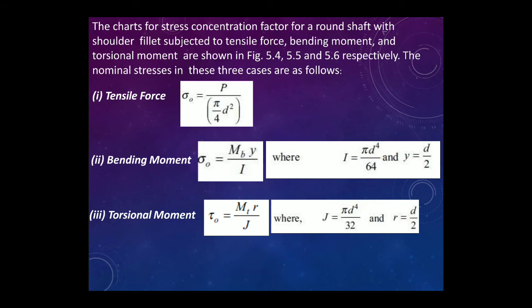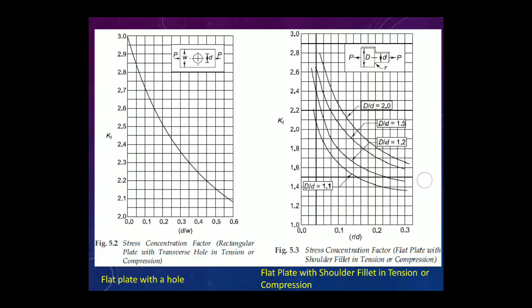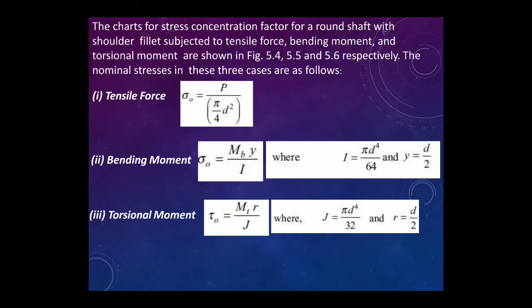Now, the charts for the stress concentration factor for a round shaft with shoulder fillet subjected to tensile force, bending moment and torsional moment are on the next slide. The nominal stresses in these three cases are: first, for the tensile force, sigma is P by area. Here area is pi by 4 d squared, where d is the diameter of the shaft.